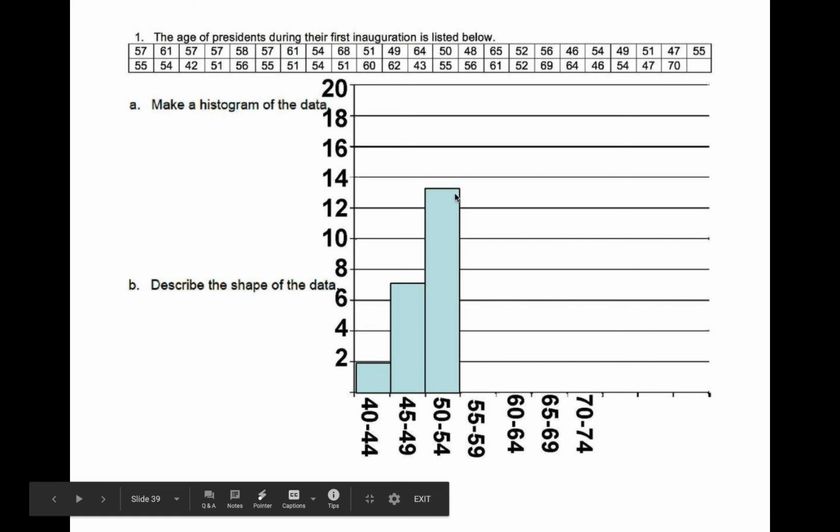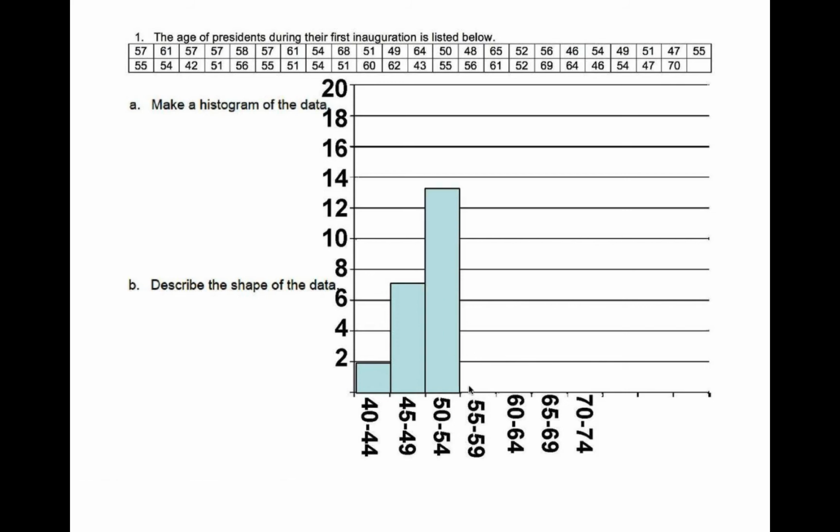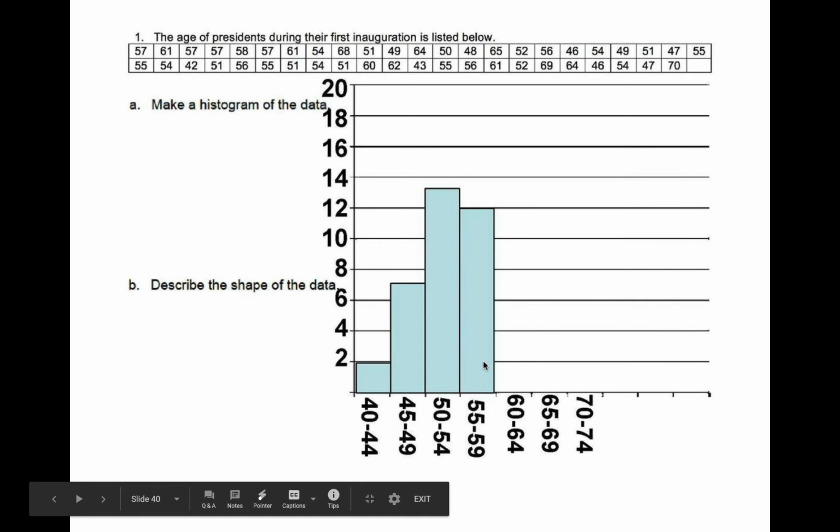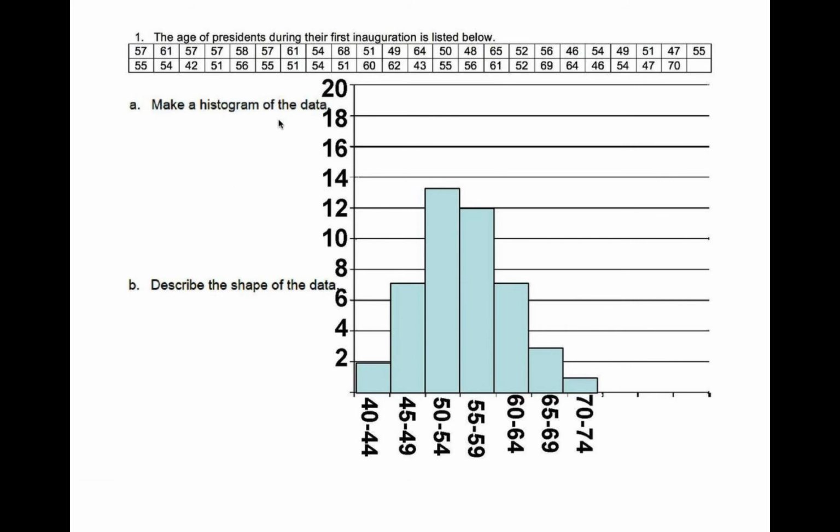There were 7 presidents between 45 and 49 for their first inauguration. And then there were 13 between 50 and 54, and 12 between 55 and 59. And then another 7 between 60 and 64, and then 3 between 65 and 69, and then there was one president between 70 and 74. So that's making the histogram.